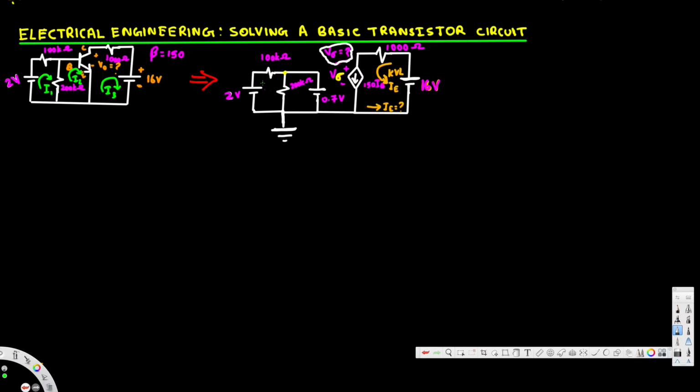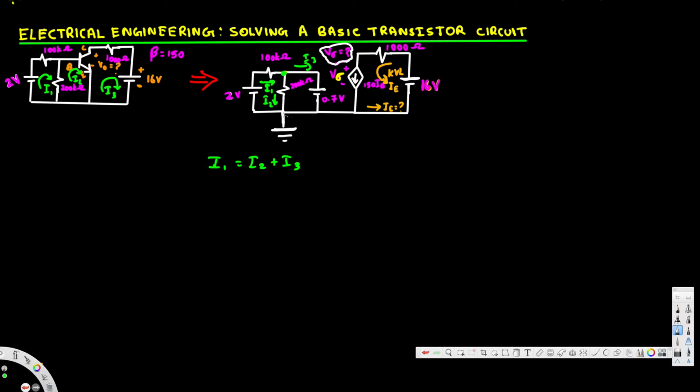So let's say the current going through this is I1, and let's say this is I3. Let's say this current is I2. So at this node, we can use Kirchhoff's current law. Kirchhoff's current law says whatever current enters the node should be equal to the current exiting that node. So I1 is entering, so I1 is equal to I2 and I3 exiting. So I2 plus I3.